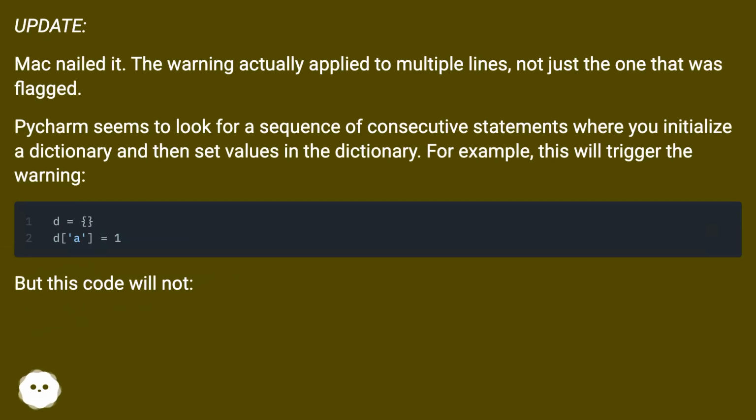Update. Mac nailed it. The warning actually applied to multiple lines, not just the one that was flagged. PyCharm seems to look for a sequence of consecutive statements where you initialize a dictionary and then set values in the dictionary. For example, this will trigger the warning. But this code will not.